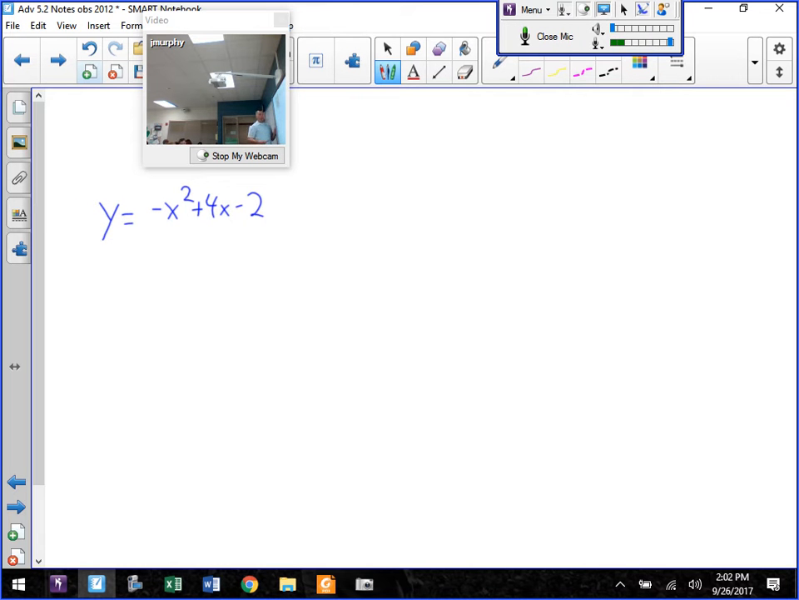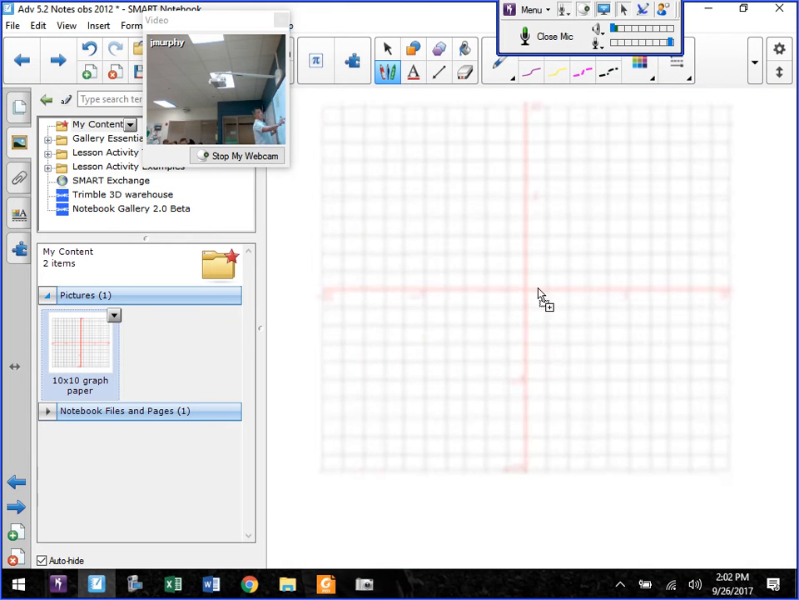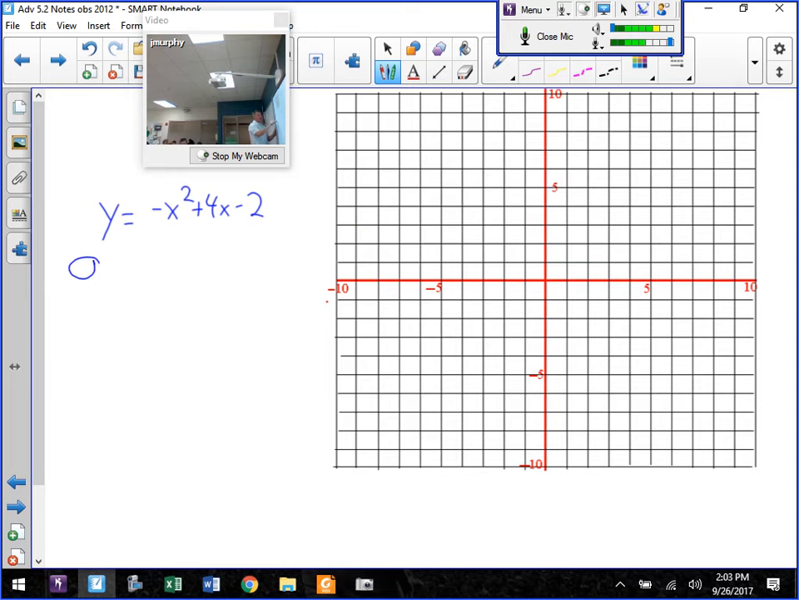Plus 4x minus 2. Okay. So this one here, that's going to give me an axis of symmetry, opposite in b over 2a. So it gives me axis of symmetry at 2. Okay. I plot my axis of symmetry at x equals 2, which means my vertex is going to have an x coordinate of 2.